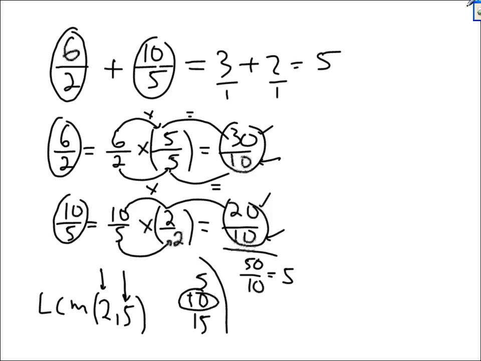But I had that answer with much, much less work. I did the divisions first. 6 divided by 2 is 3. 10 divided by 5 is 2. 3 plus 2 is 5. Okay, is that always going to happen? Of course not. Not every fraction becomes a whole number.